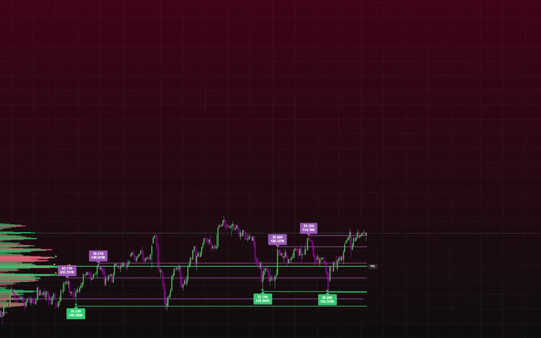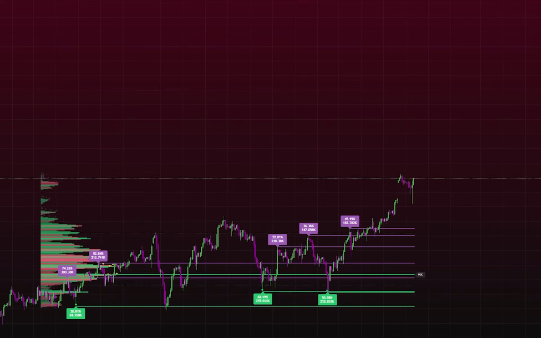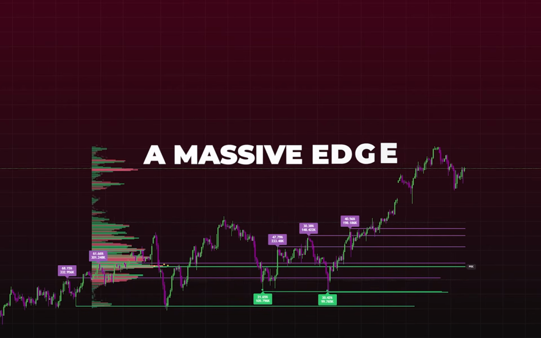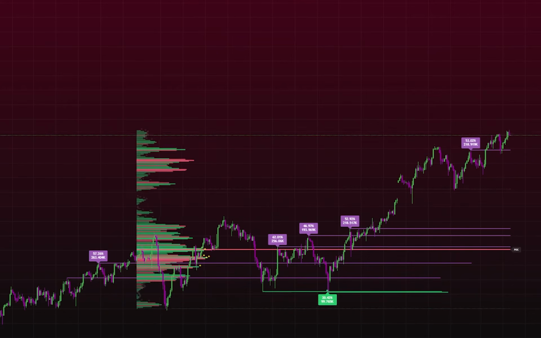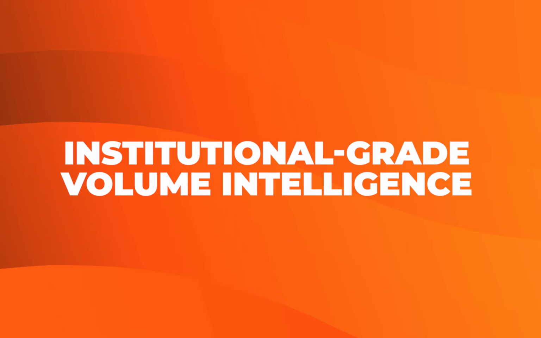Combining volume analysis, delta coloring, smart pivots, and volume node detection into a single free indicator gives you a massive edge and cleans up your charts, allowing entries to show themselves clearly and effectively. No more getting stopped out on bad entries. No more guessing where to get in. Just institutional grade volume intelligence showing you exactly where to enter, when to enter, and where to target.